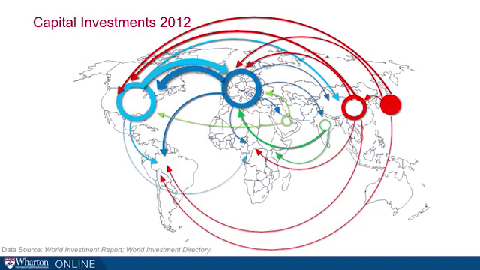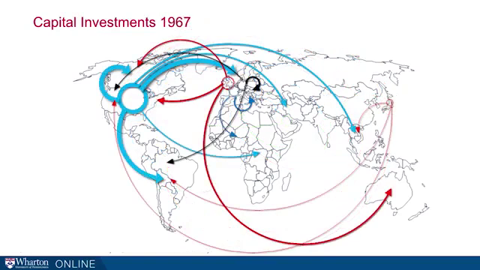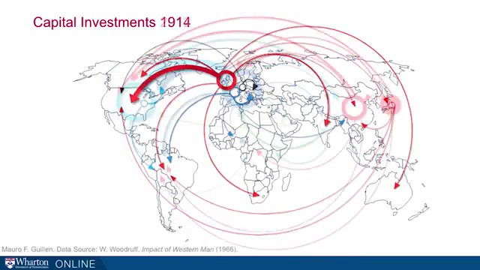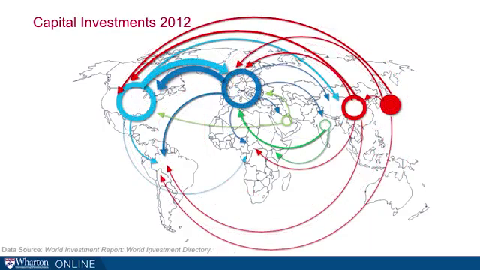Now also notice one very important difference with the situation in 1967 or 1914, in addition to the fact that now we have 4 nodes that are of importance. The other big difference is that now the arrows go in both directions.